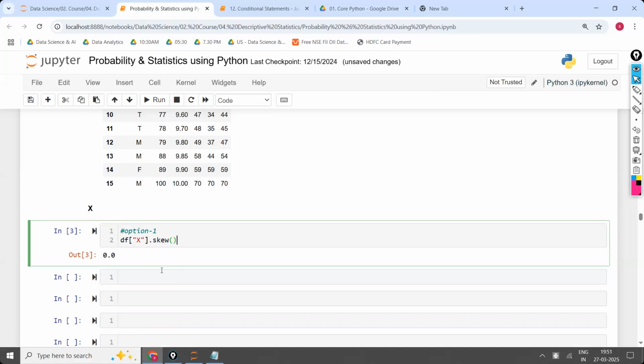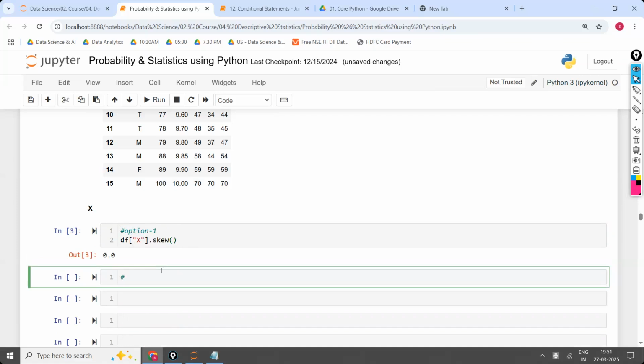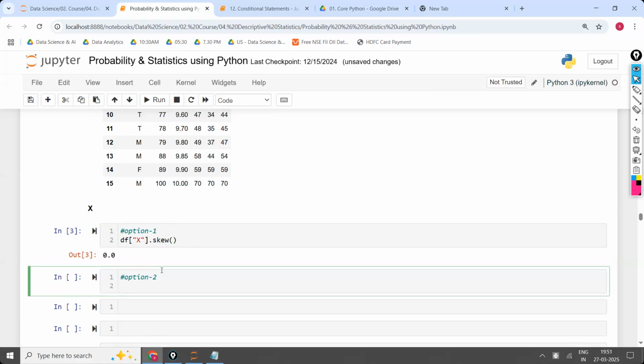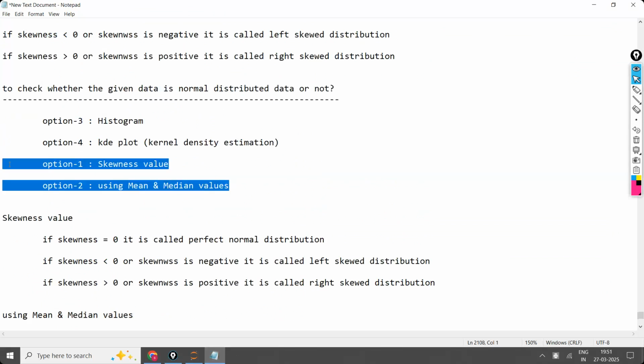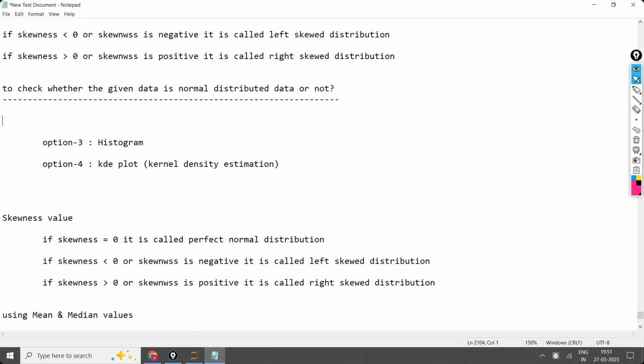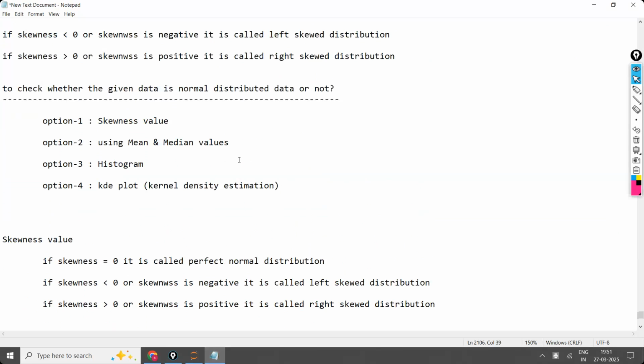Okay. And option 2, what is option 2? That is based on the mean and median. So just give the numbering like this: this you bring as option 1, this you give as option 2, this as option 3, and this one as option 4. In these 4 options, I'm going to explain one by one for you, where 2 of them are measures, 2 of them are plots.